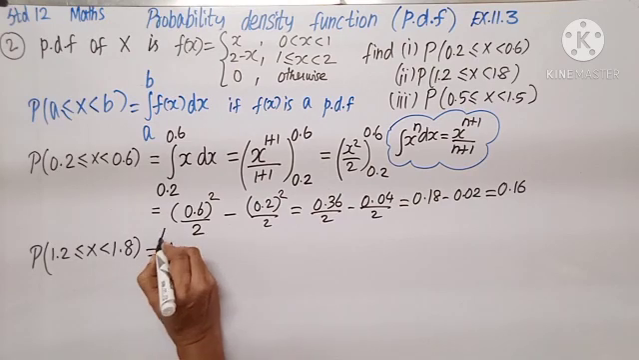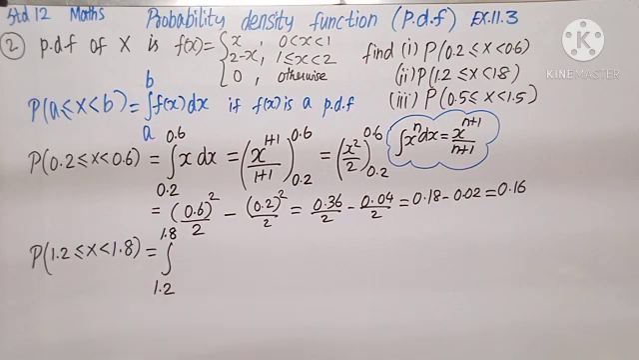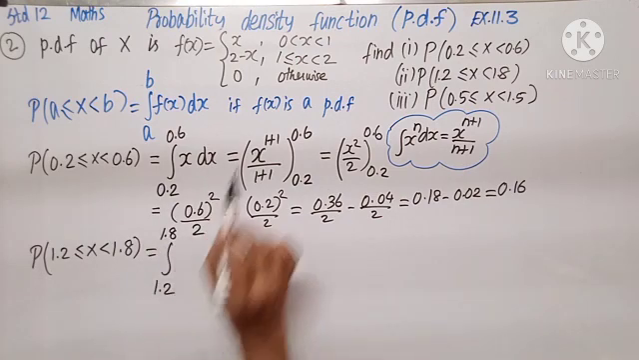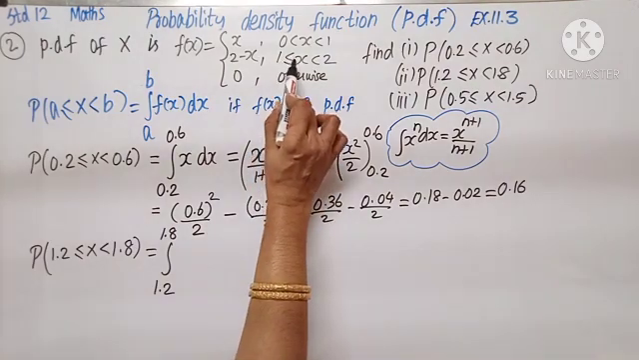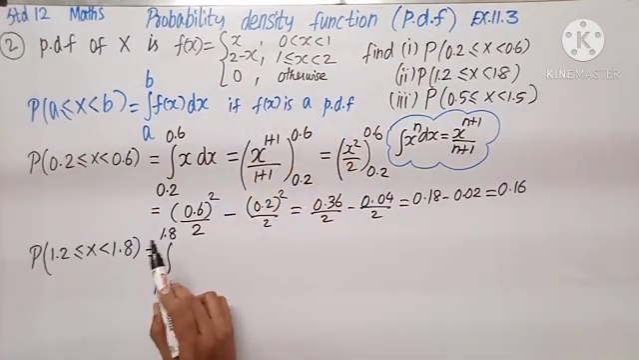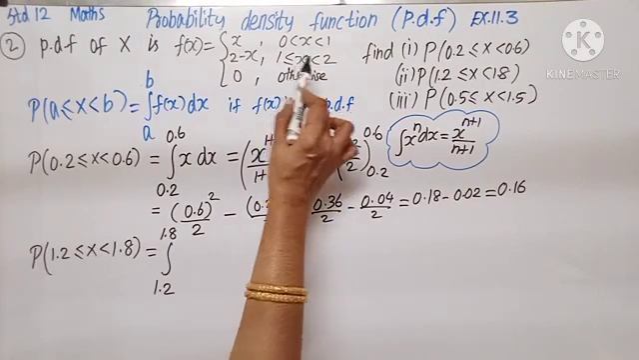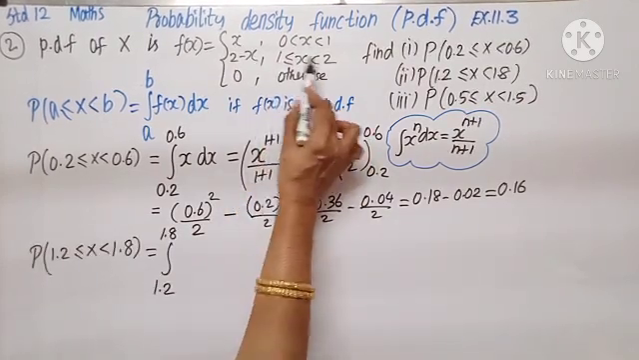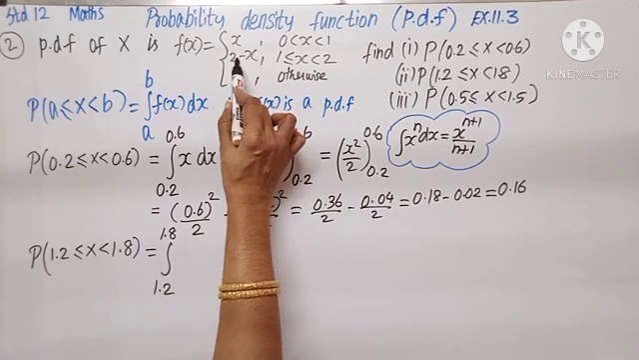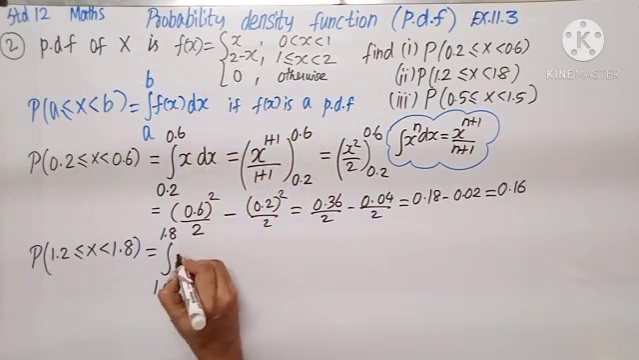The second subdivision: P of 1.2 less than or equal to x less than 1.8. Integral between 1.2 to 1.8. Where is it coming actually? 1.2 will be in this interval 1 to 2. 1.8 is also inside this interval. So what is f of x here? I am having 2 minus x.